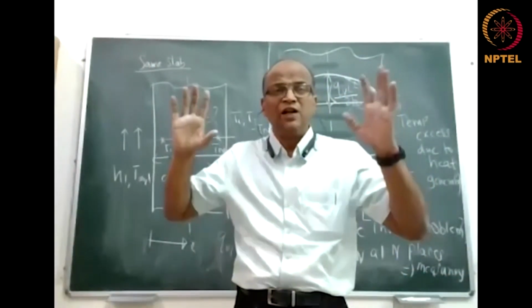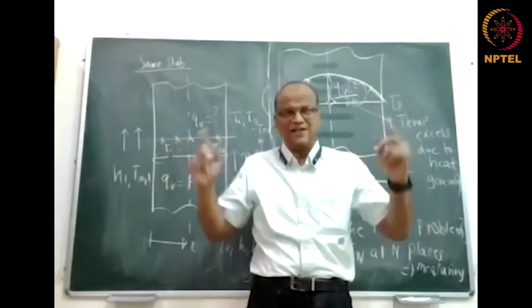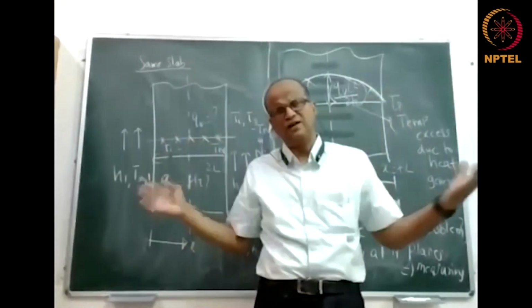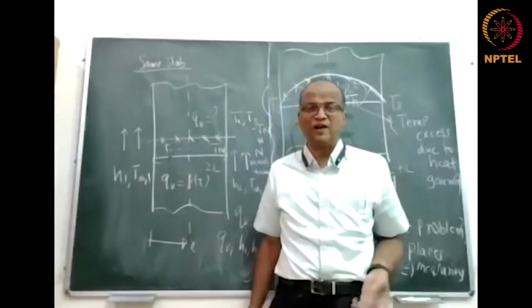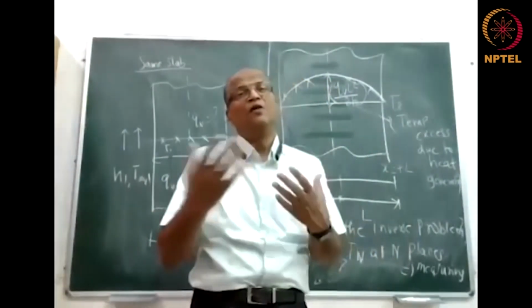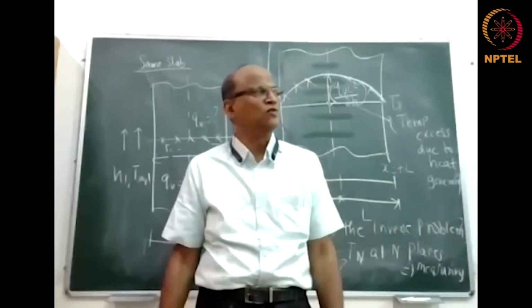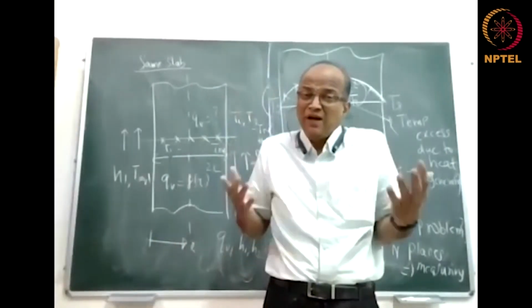So they will tell you that I can measure temperatures at a few places. I have this data. I have a lot of data, temperatures at these places. Now tell me QV. Now QV is also a function of time. So what is the heat generation which is generated because of nuclear fission? This will be a hard problem.